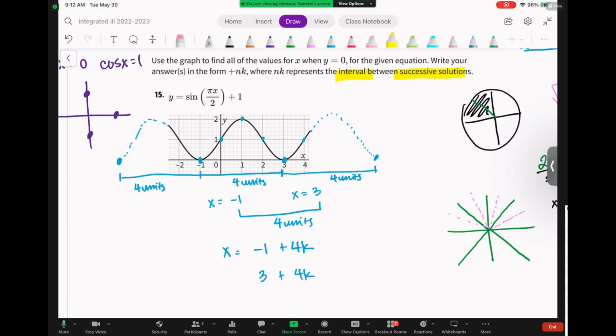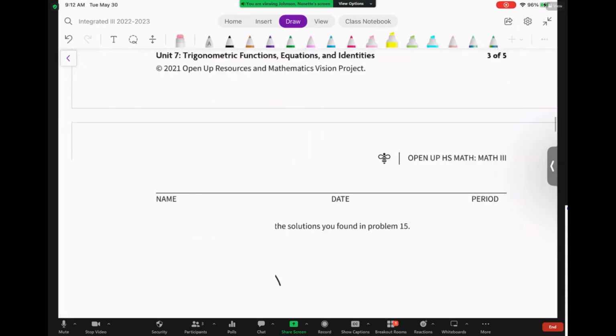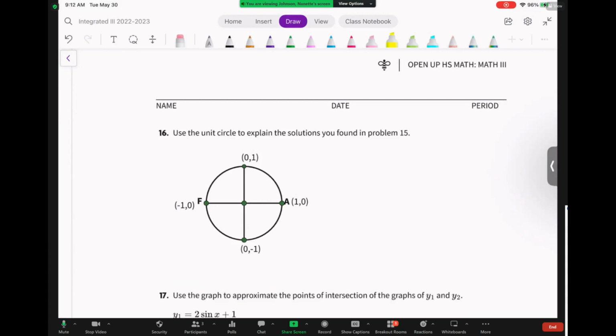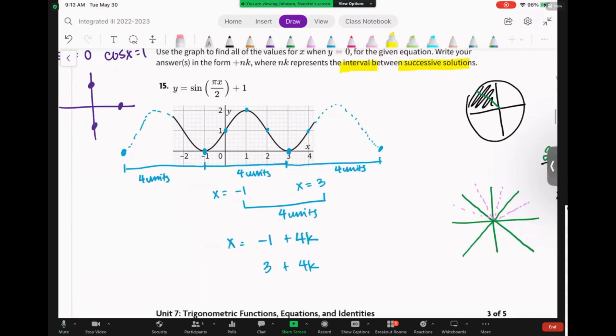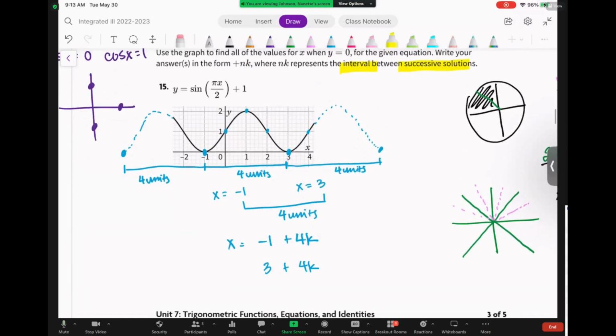Number 16 says, use the unit circle to explain the solutions you found in problem 15. Okay, so it's asking us, if you remember the equation, sine of pi x over 2 plus 1. When is it equal to 0?